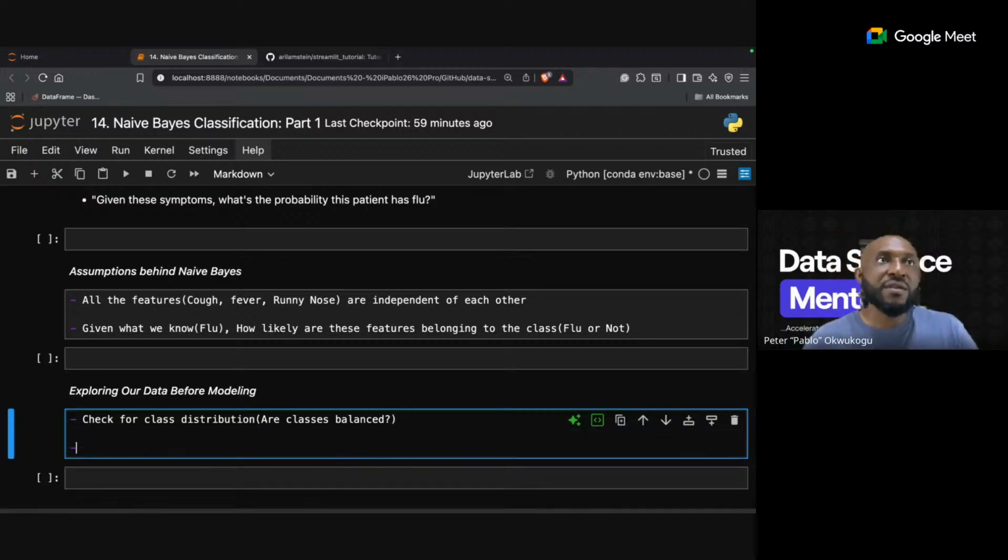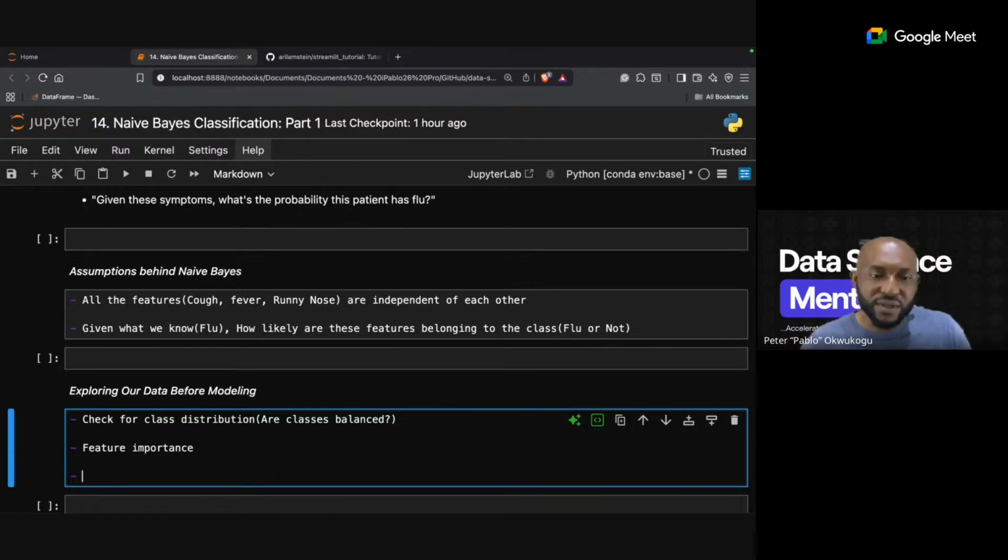But another thing is feature importance. What's feature importance here? For instance, if you're talking about flu, what are those important symptoms we're looking at? So we have to do our analysis to know how important these features are. It's a huge thing, right?